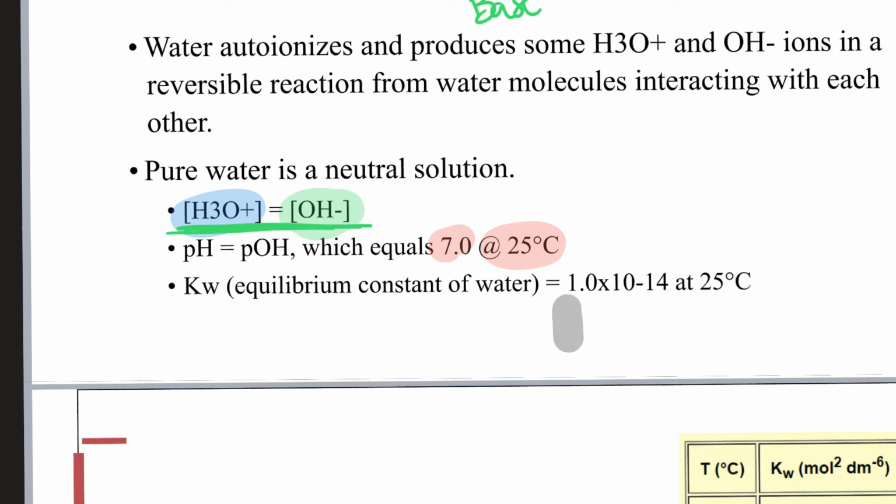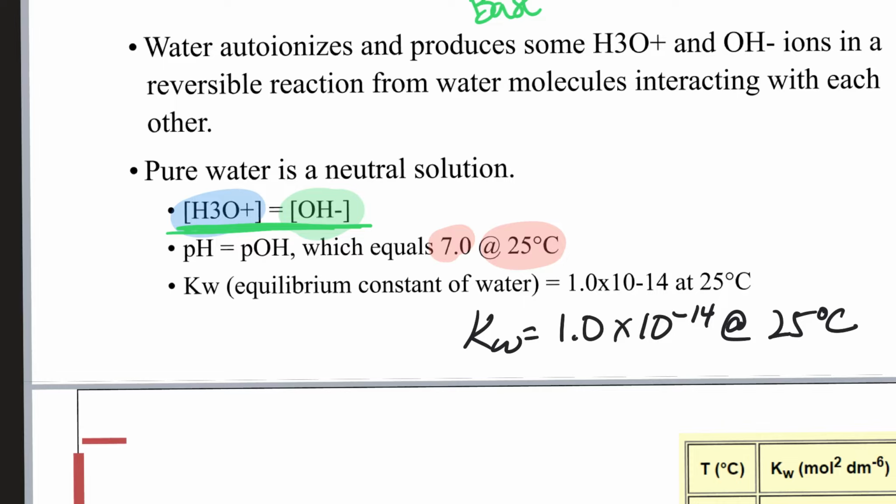I still used having the highlighted portion. I apologize. Let me write the pin. All right. So it's 1.0 times 10 to the negative 14. This is Kw, and this is only true at 25 degrees Celsius.